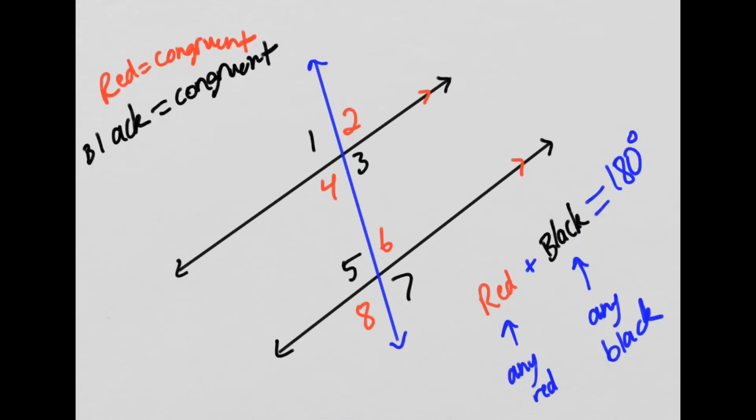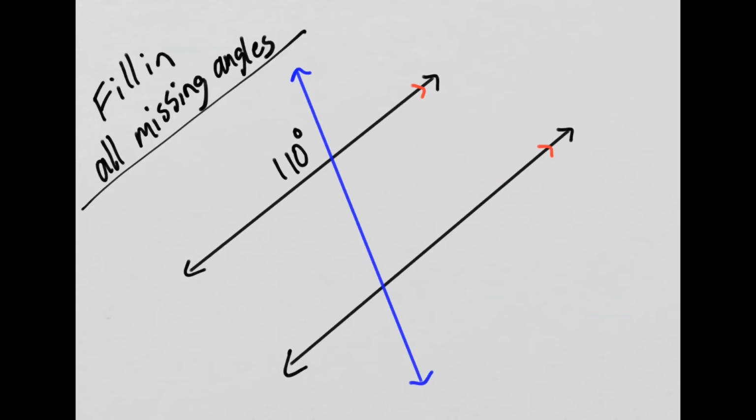So another way to show that is that all of the black angles here are congruent to each other, and all of the red angles are congruent to each other. And the supplementary comes from when you combine any of the red angles with any of the black angles. So 1 and 2 add up to 180, but also 1 and 6, or 1 and 8. If we are given a diagram like this, we can fill in all 8 of the angles.